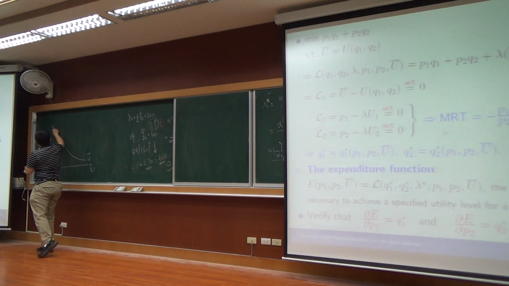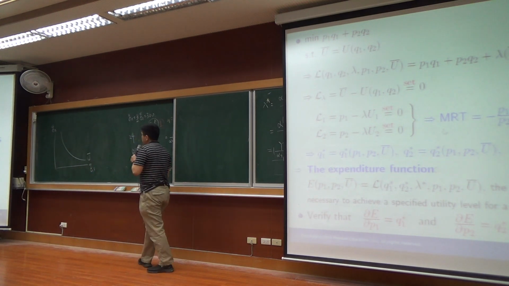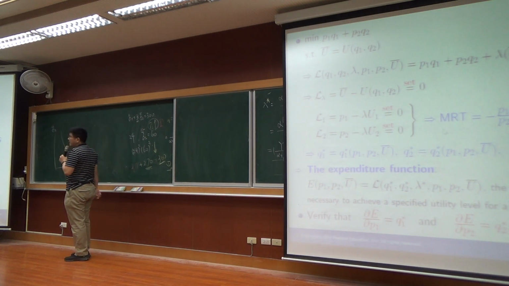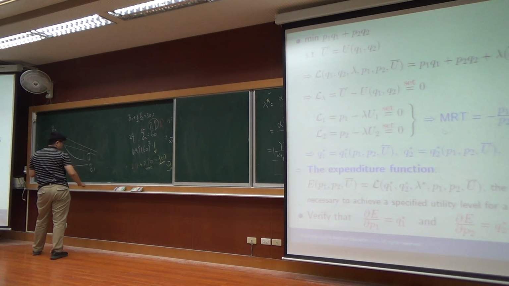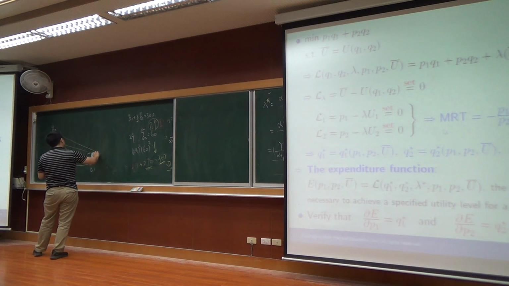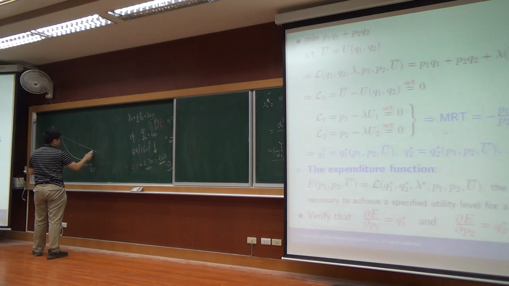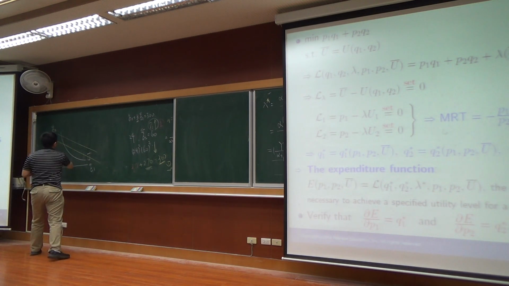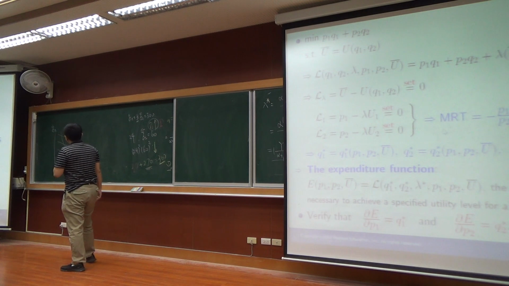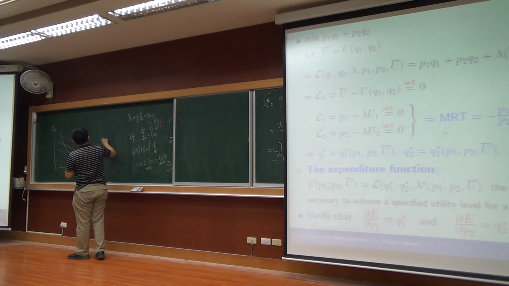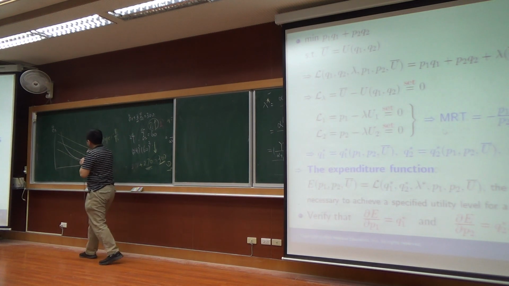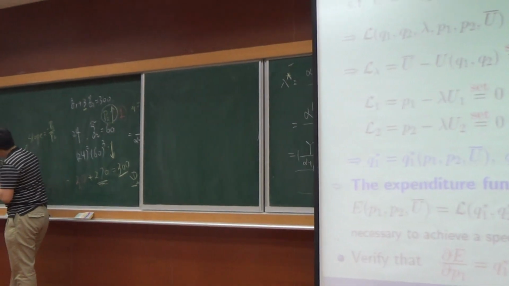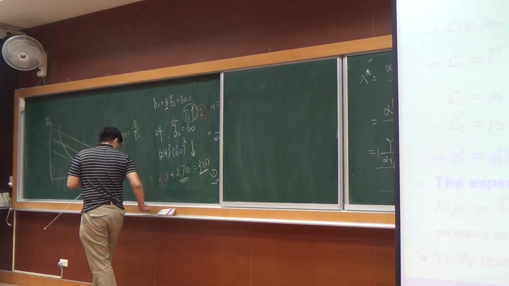Given this indifference curve, whose utility level is U bar, and given the slope minus P1 over P2, the MRT of the budget constraints, we want to minimize the expenditure. Okay?